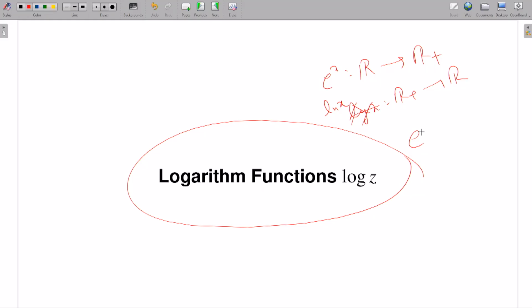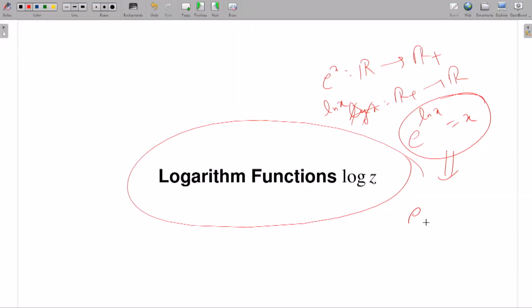Okay, so it is the inverse of the exponential. That means e to the power ln of x should satisfy these kinds of properties. In the case of the real exponential, what is the real logarithm? It is nothing but the inverse of my exponential, right? But in the complex case, I will have the exponential function e to the power z.